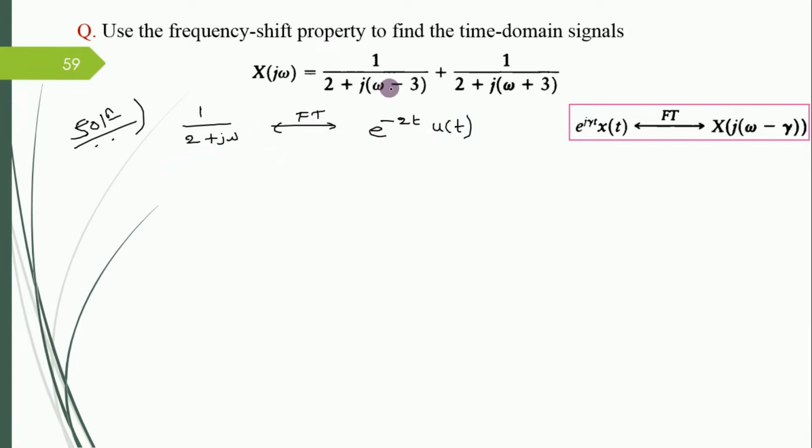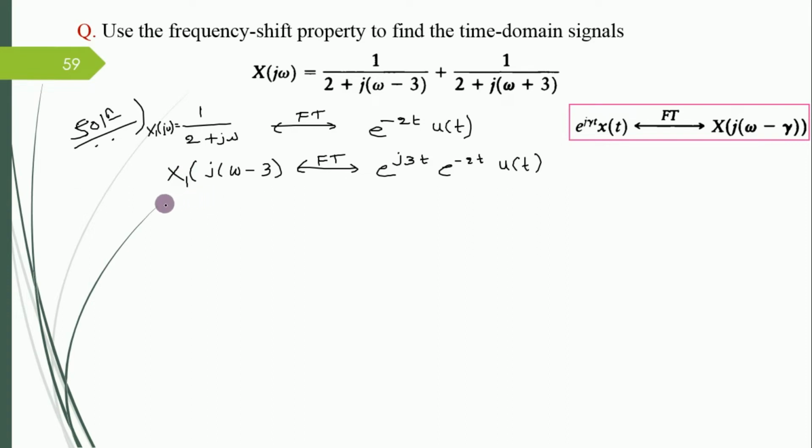Now, the other one is also the same. We know that X of j omega minus gamma, in place of gamma, I write 3. If I write it in this manner, what actually happens in the time domain? An additional component gets added: e raised to j, gamma value is 3 here, so 3t, and the rest of the equation as it is, e raised to minus 2t into u of t. Because this I call x1, x1 of j omega.